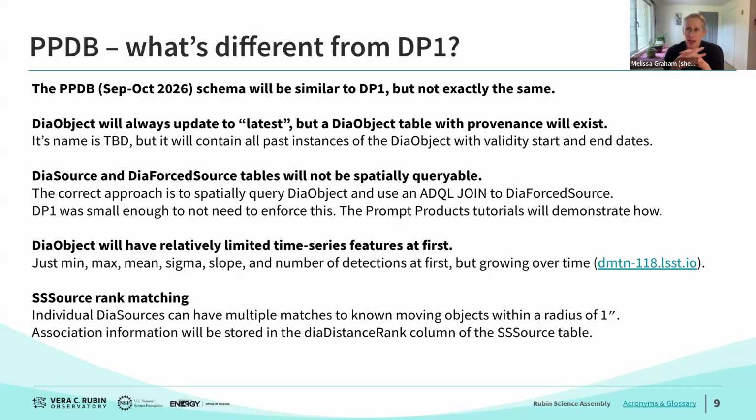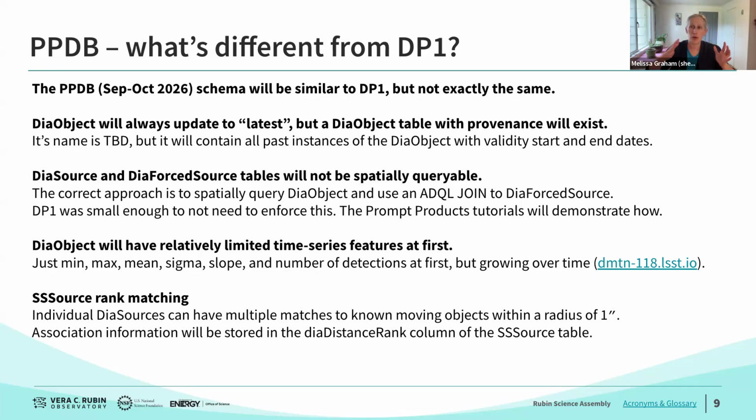Another difference is that the DI object table will have relatively limited time series features, at least at first. So for now and for the short-term future, the only time series features being calculated and stored in DI object are the minimum, maximum, mean, and sigma of the fluxes of the associated DIA sources, and the slope and the number of detections that a given DI object has had. So that is a smaller number than was in, for example, the DP1 DI object table.